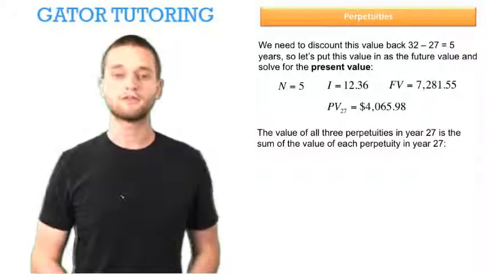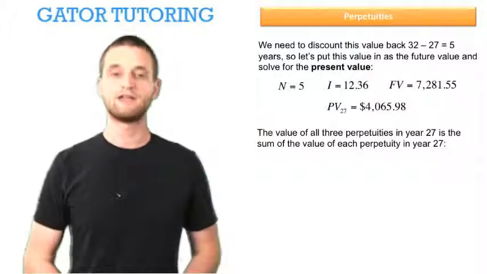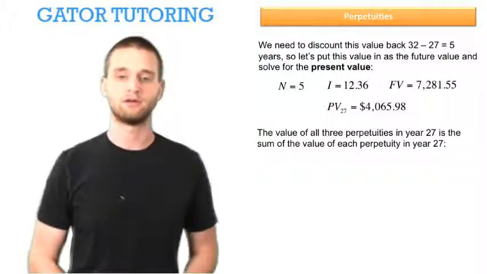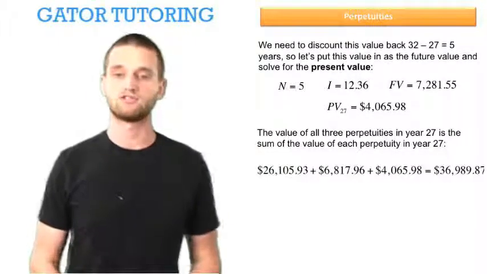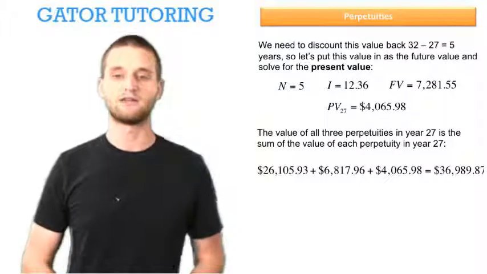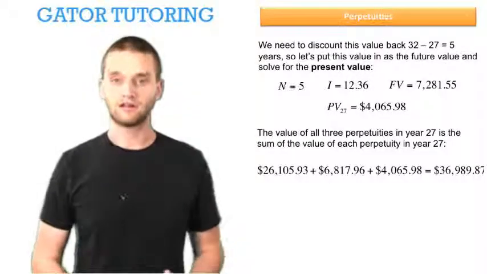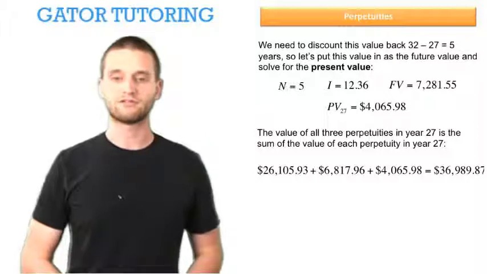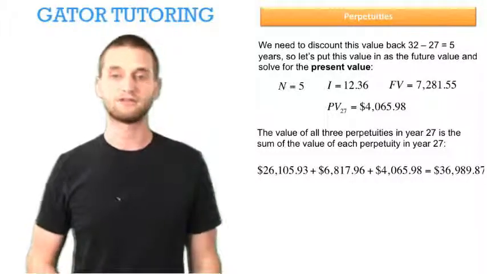So the value of all 3 perpetuities in year 27 is the sum of the value of each perpetuity in year 27. So we just add up our 3 answers, and we get that the value of all 3 perpetuities in year 27 is $36,989.87.